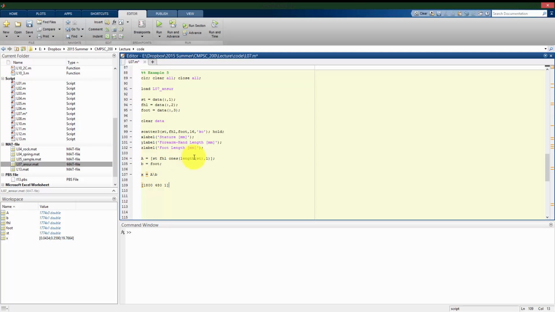So in this case, because I did add that constant term at the end, for this person, they're going to have data of 1800, 480, and 1. And I can multiply this now by X. And if I run just that line, using my regression, I've come up with an estimate of their foot length of about 270 millimeters. I'll call this foot E for foot estimate.